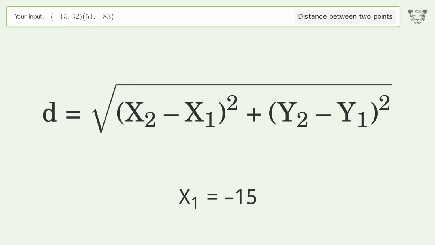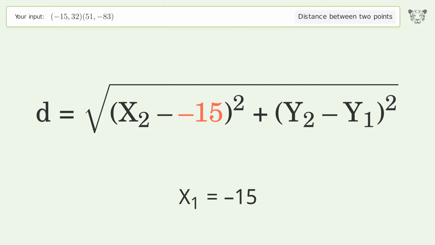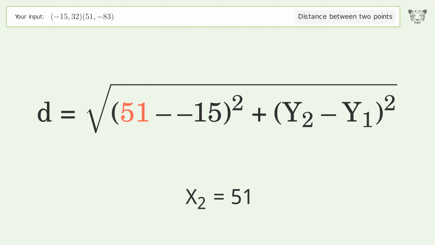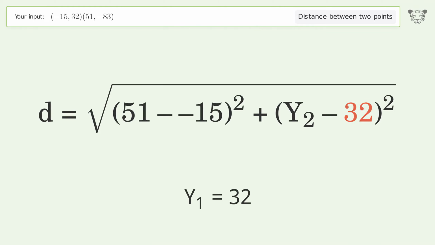x1 equals -15. x2 equals 51. y1 equals 32. y2 equals -83.